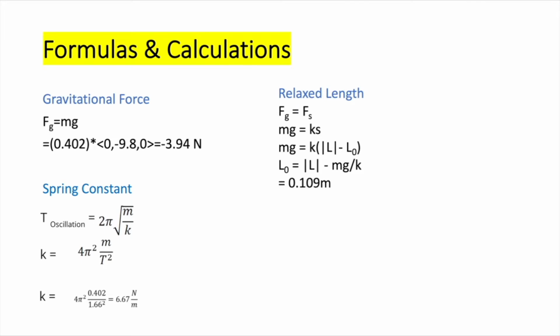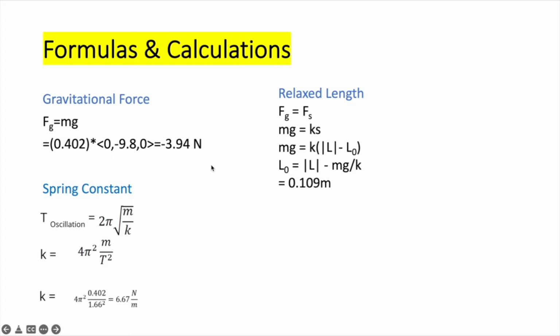Okay, so with the data of Tracker, I could calculate the gravitational force by doing the dot product of the mass and the gravitational constant, which is negative 9.8, which gives a resulting value of negative 3.94 newtons.